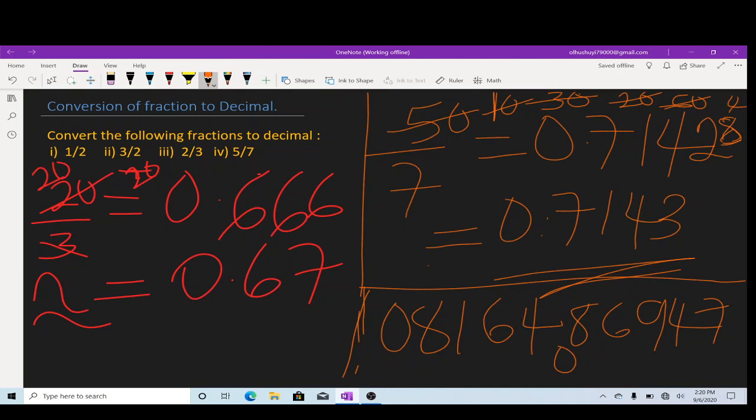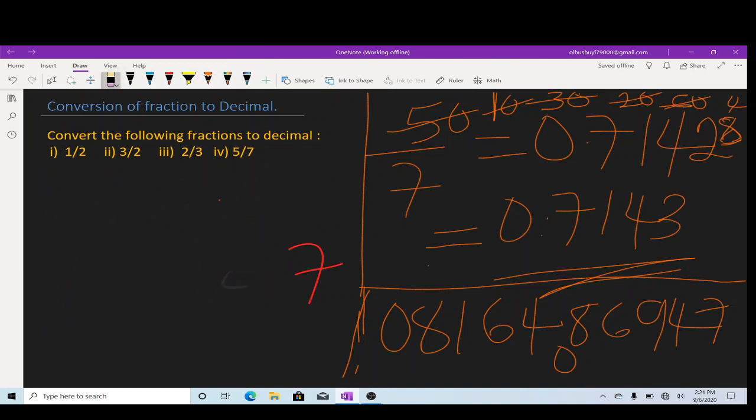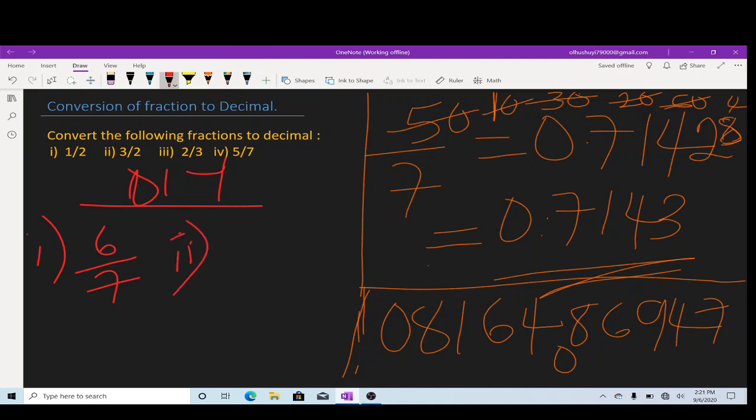Okay, quickly, let me give you something to play with. Yes, I need to give you a DIY. DIY means do it yourself. So quickly change these fractions to decimal, 10 upon 12.